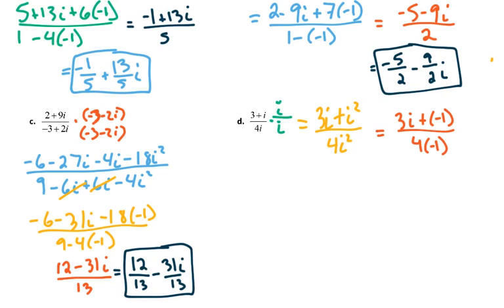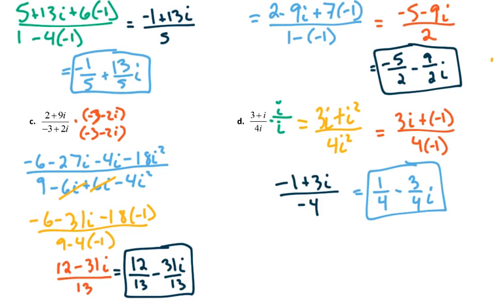and simplify this. So I'll rearrange the top. The numerator will be a negative 1 plus 3i, because we like to see the real number first, and then a negative 4 in the bottom. And if we need to simplify this and break it apart, we'll get a positive 1/4 minus 3/4 i. And that would be our final answer.